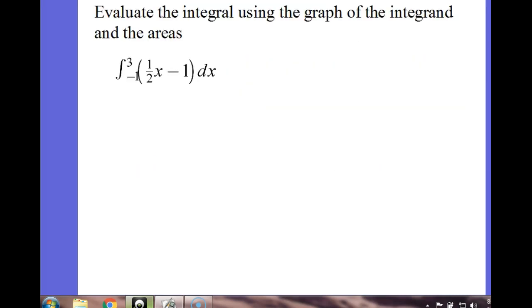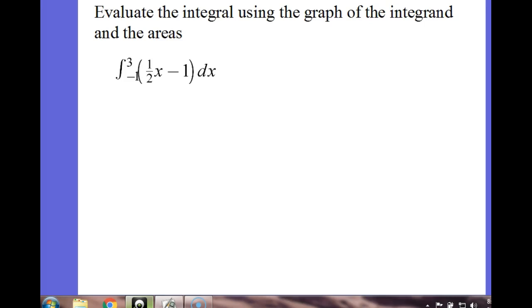Okay? So it says evaluate the integral using the graph and the integrand and the areas. So the value of the integral may not be the same as the value of the area, because the area is inherently positive, so it's kind of like speed and velocity. Speed is positive, while velocity could be negative.